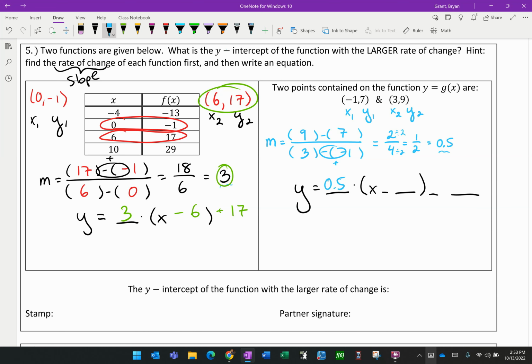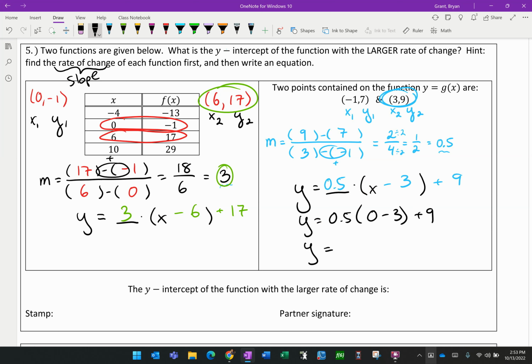And then which point do you want to use? I'll just use 3, 9. So minus 3 plus 9. There we go. Now, for either of these equations, if we want to find the y-intercept, you could just replace the x's with 0. Right? For example, if you wanted to show it on the blue equation over here, you'd replace the x with 0. And then you'd do the math.